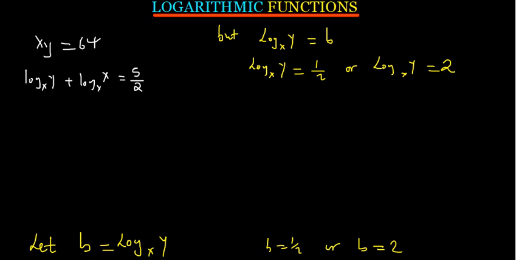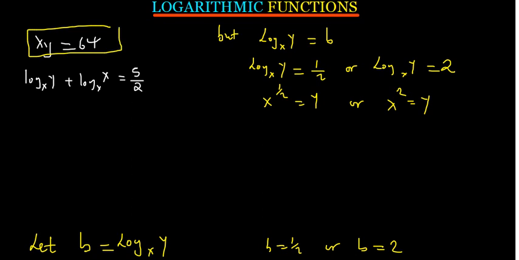Now express this as exponential function. So this is x to the power 1 over 2 is equal to y, or x to the power 2 is equal to y. Now we already have another equation here. Make x have the formula, or even y, x is going to be 64 over y. Okay, let me substitute where there is x. Now for that case, let me make y substitute the formula to be much easier. So y is equal to 64 over x.